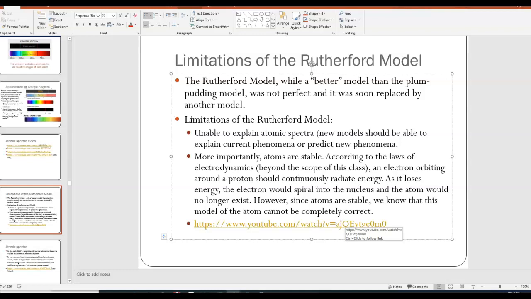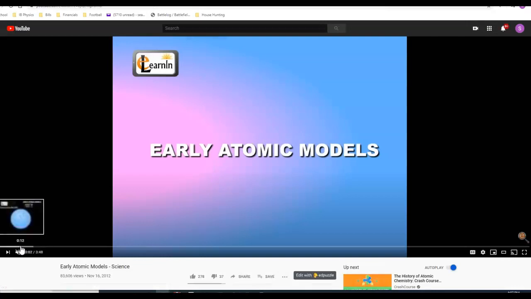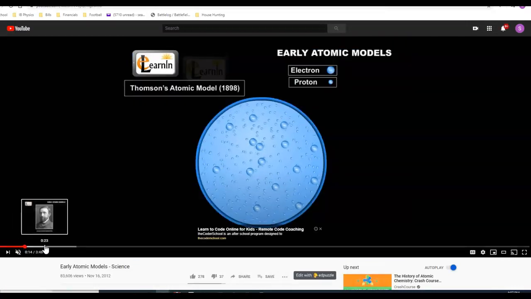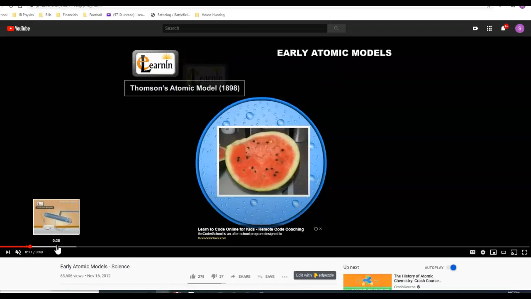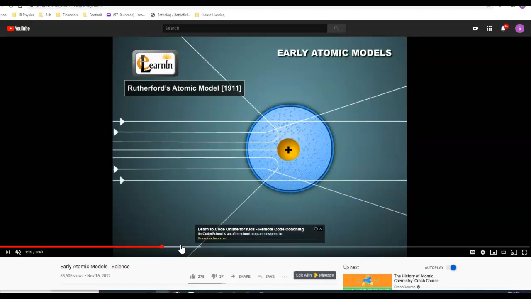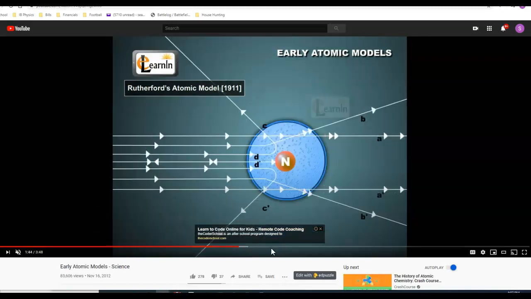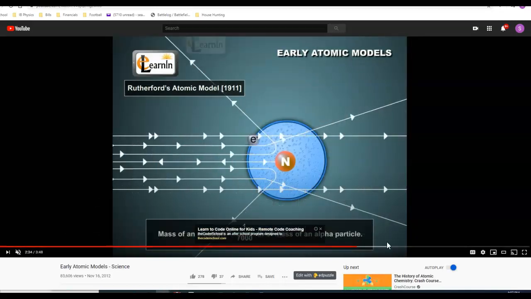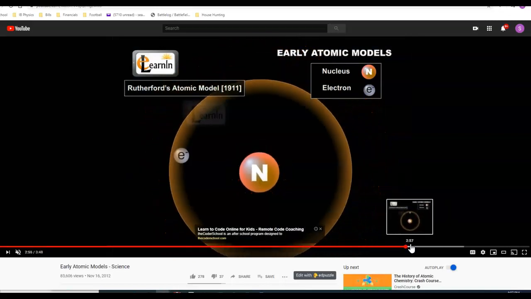Okay, and so just really quickly, I'm going to show you this video clip. I'm going to mute that noise. I'm not going to go through this whole video. This is just going through the different models of the atom. The Geiger-Marsden experiment. And I'm going to fast forward.